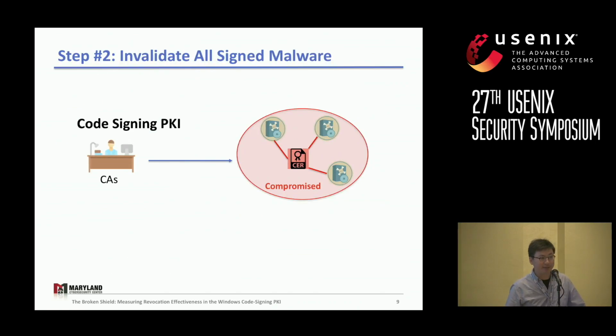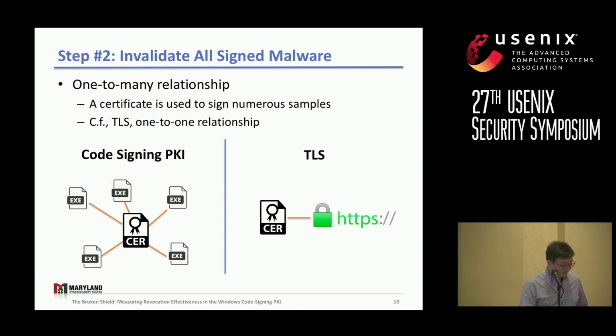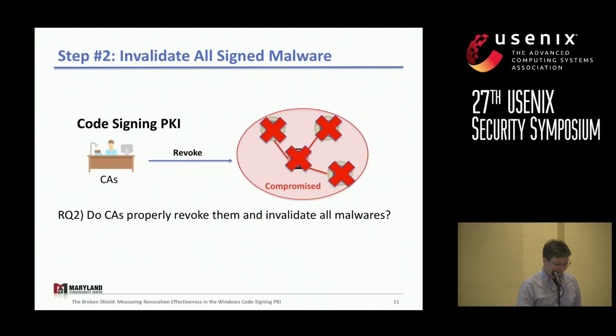In the second step, the CA has to invalidate every single malware sample signed with the compromised certificate. This is the main difference from TLS, because in code signing PKI, one certificate can be used to sign as many samples as the publisher wants. However, in TLS, this is a one-to-one relationship. So one certificate can be used for one domain.